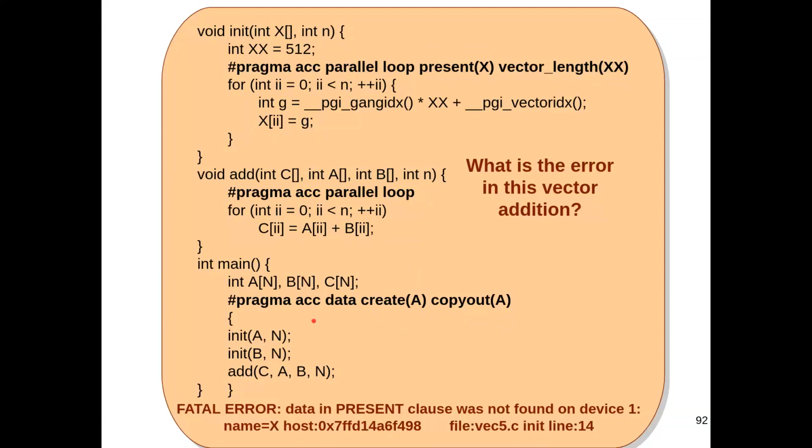And therefore, we will see this particular error being issued at runtime, right? So the compiler may not be able to figure out that B is unavailable. I mean, B is not copied, etc., on the GPU. So we'll get this error at runtime. Right? So this is one important aspect about the present clause.